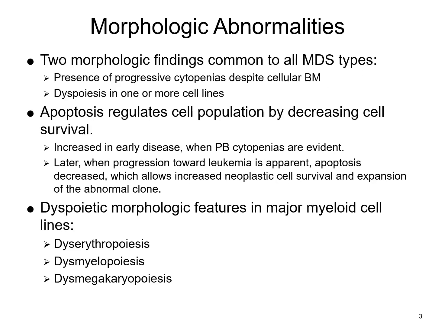There are two morphological findings that are very common to all types of myelodysplastic syndrome, and this will include the presence of progressive cytopenias despite cellular bone marrow and dyspoiesis in one or more of those cell lines. Apoptosis regulates cell population by decreasing cell survival. Now, if there's a disruption of apoptosis, it could be responsible for the ineffective hematopoiesis in myelodysplastic syndromes.